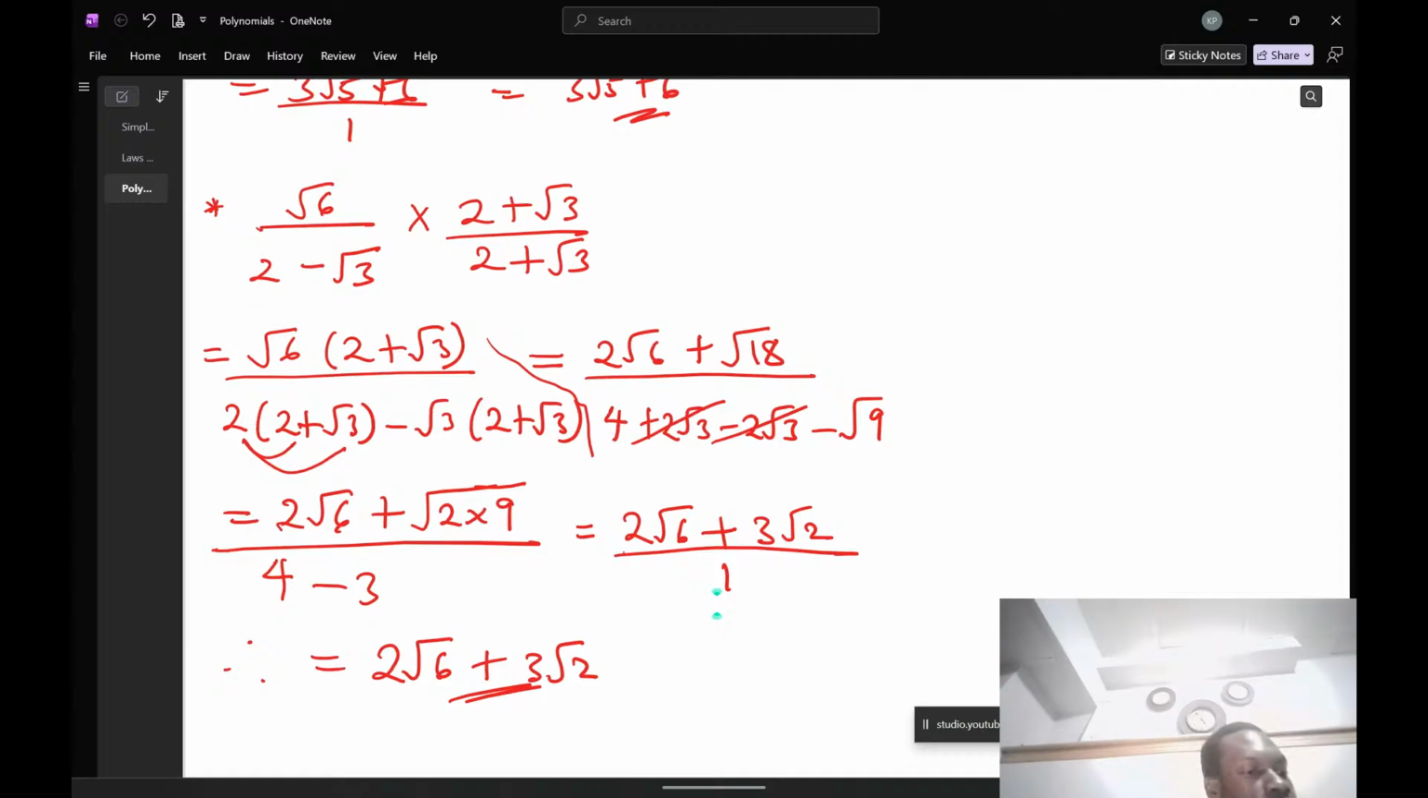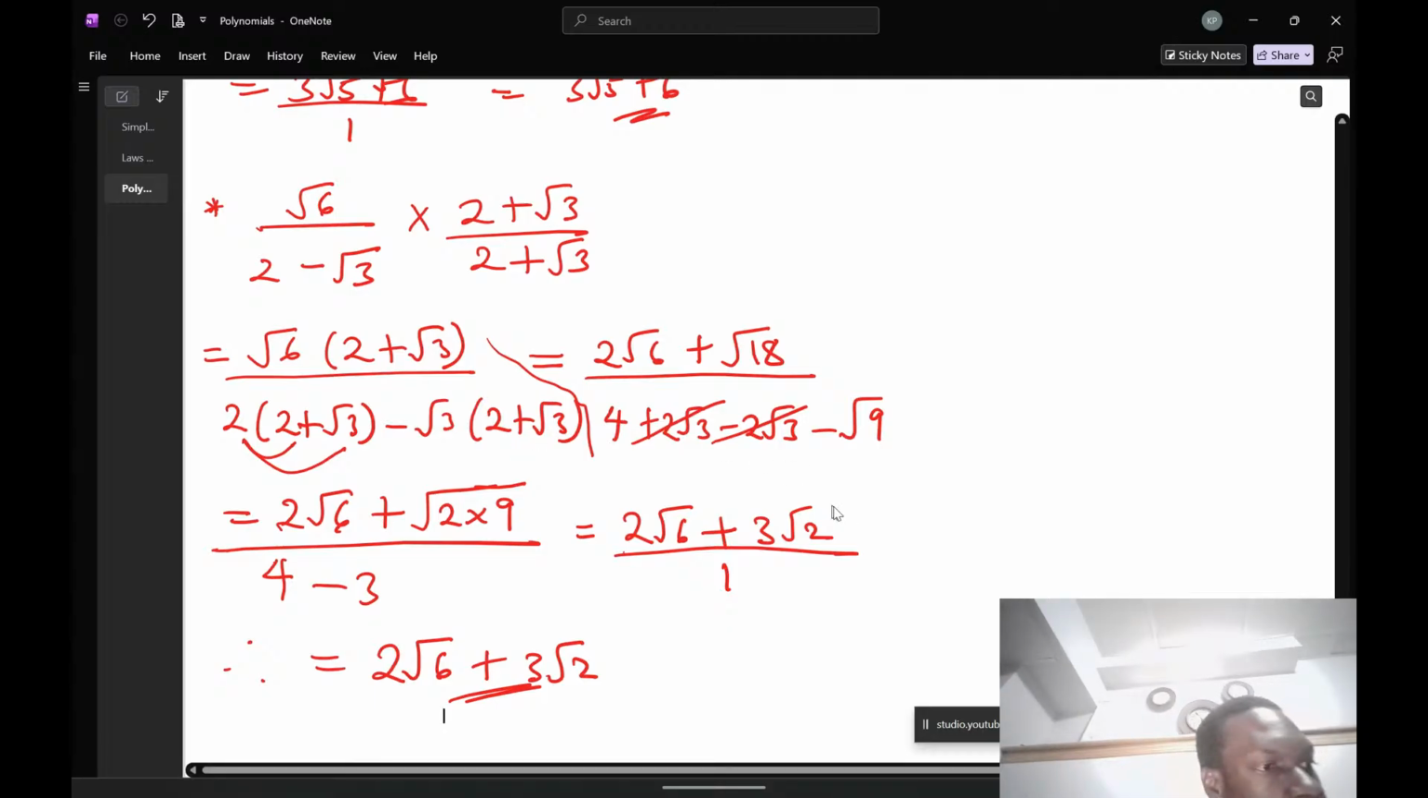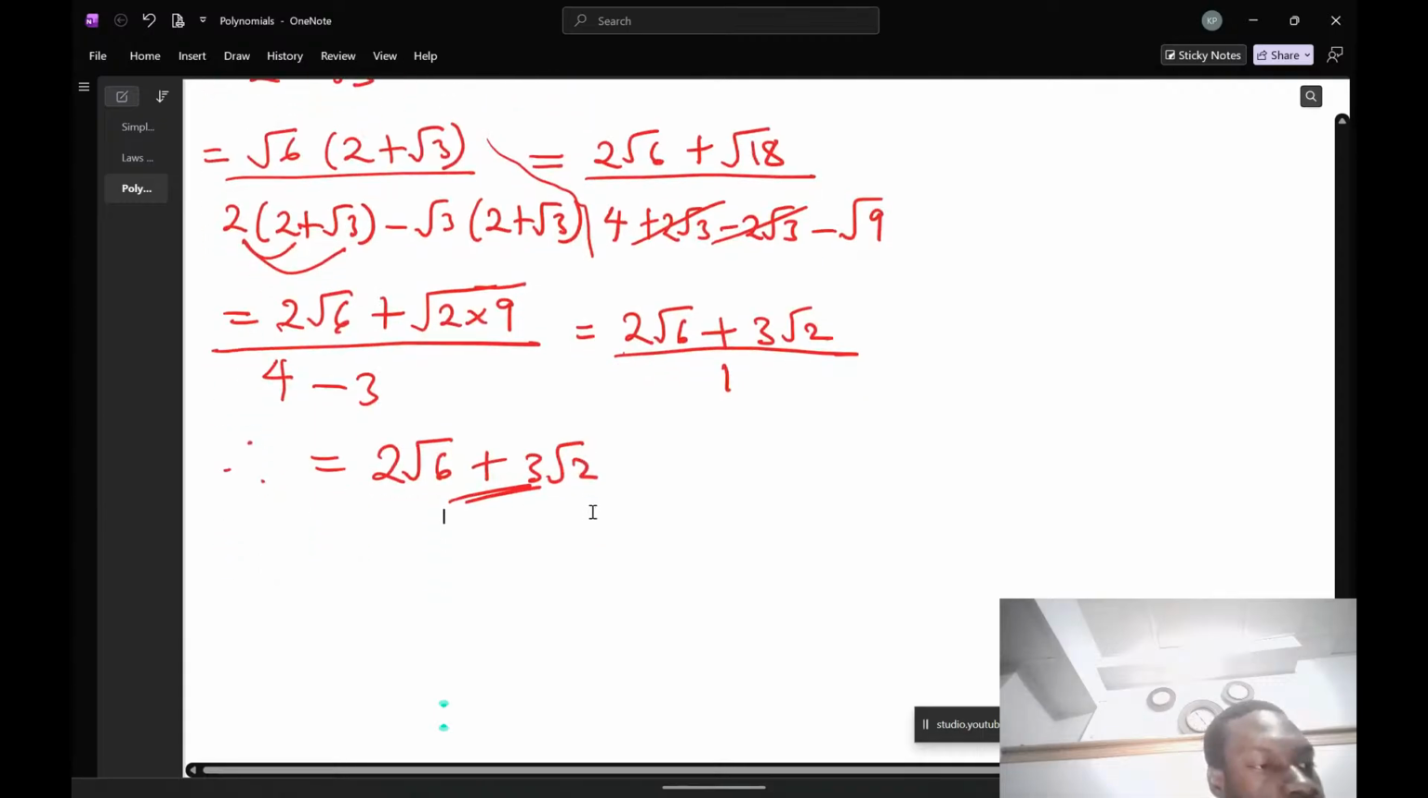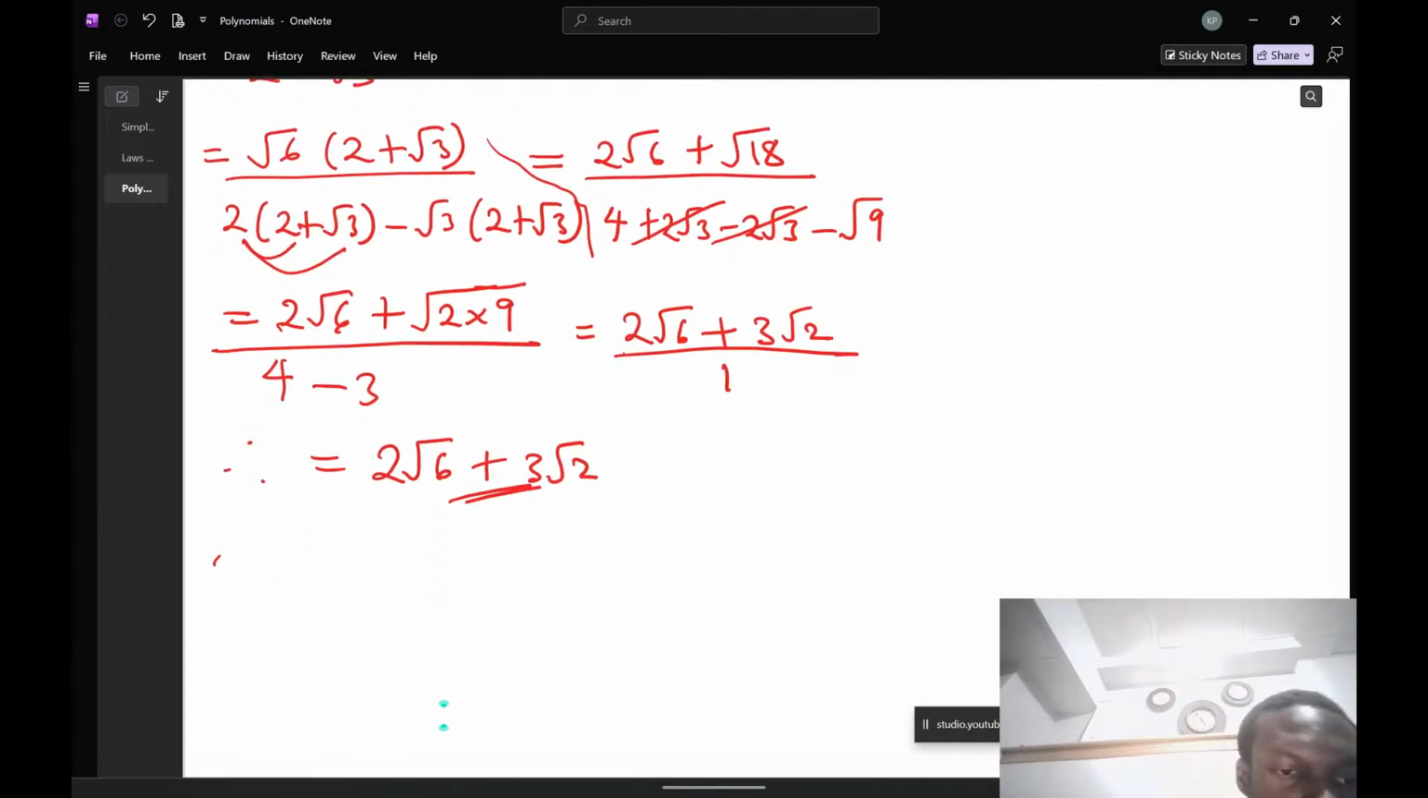So now let me do something that's a little bit different from what I've been doing. I want to do something that's a little bit different now. Okay, a little more complicated. So we have 3 plus root 2 over 2 minus root 5. Okay, 2 minus root 5.